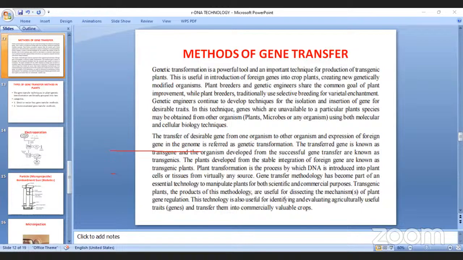The second type is vector mediated gene transfer. In this type, a vector should be involved. The vector may be bacteria, bacteriophages, virus, whatever it may be. Plasmids are also vectors. First, let's discuss the direct method of gene transfer.